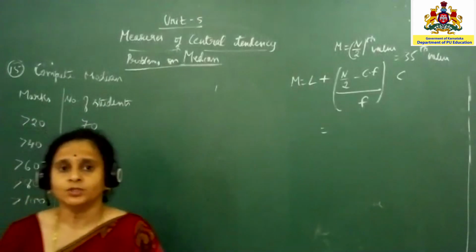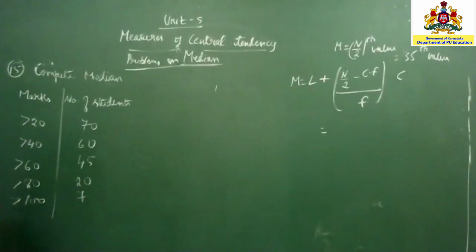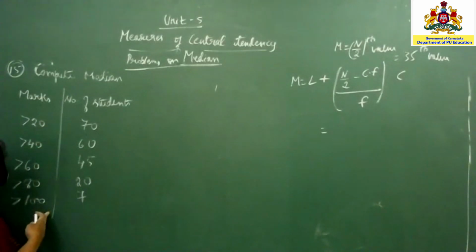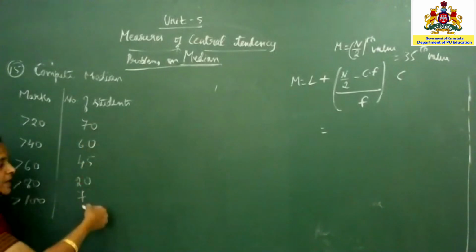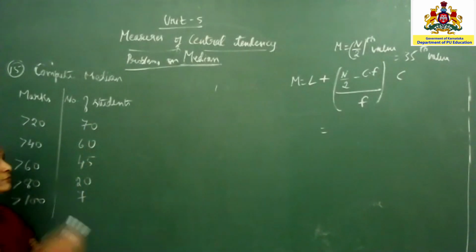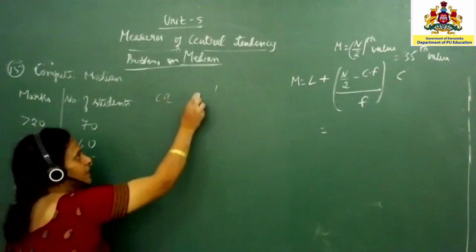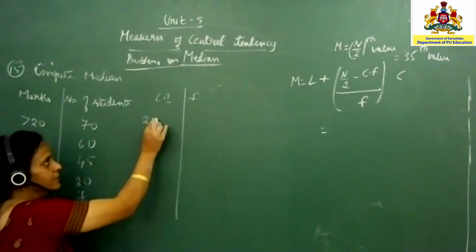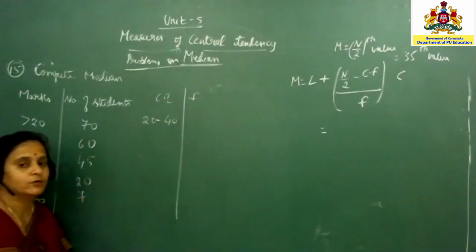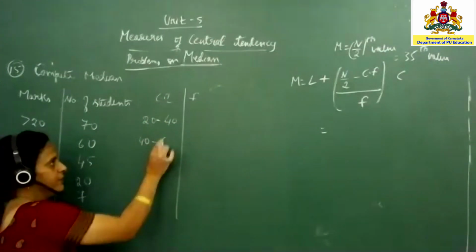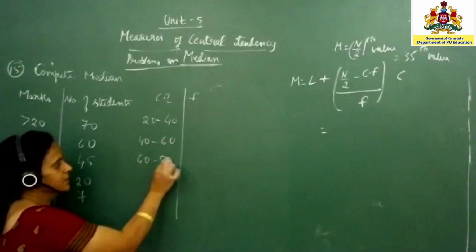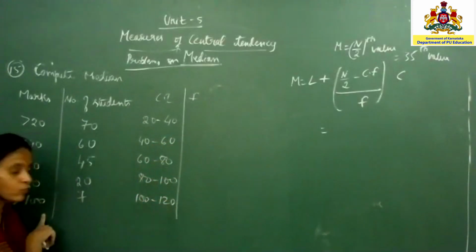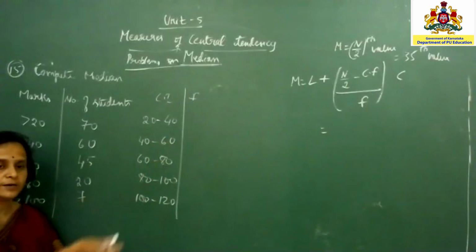Next problem, compute median. You can see one more difference from the previous set. In the previous set we had the below values. Now it is above values, or greater than 20, 40, etc., and cumulative frequencies are given. So first I'll convert it into exclusive class intervals with the frequencies. Above 20 means I should start with 20 till 40, so 20 to 40 becomes the first class interval. Same way 40 to 60, 60 to 80, 80 to 100, till 100 to 120, because here more than 100 is given, which means I have to stop at 100 to 120.